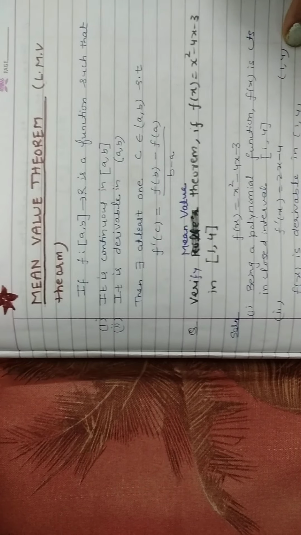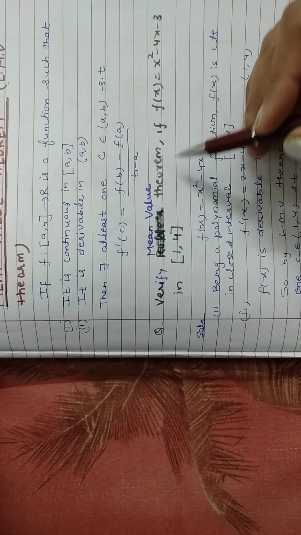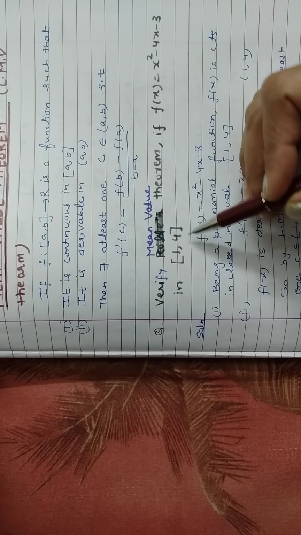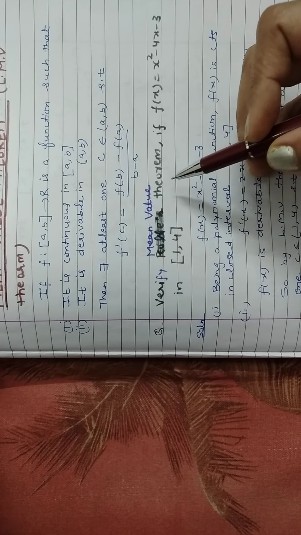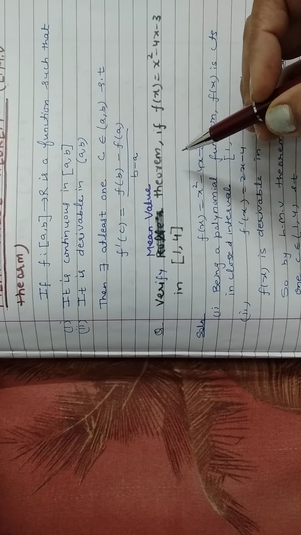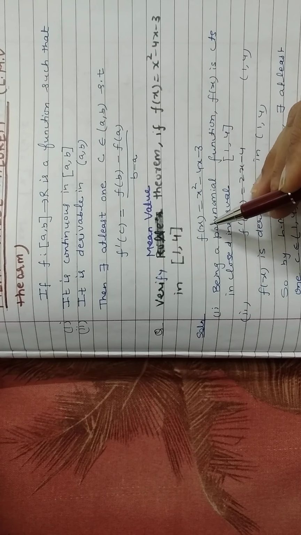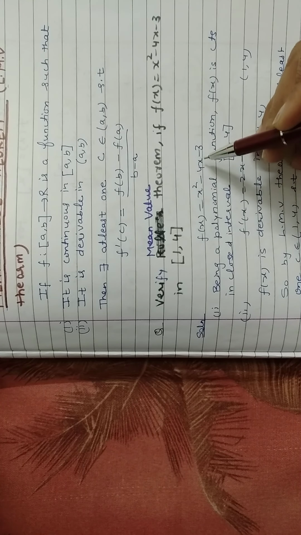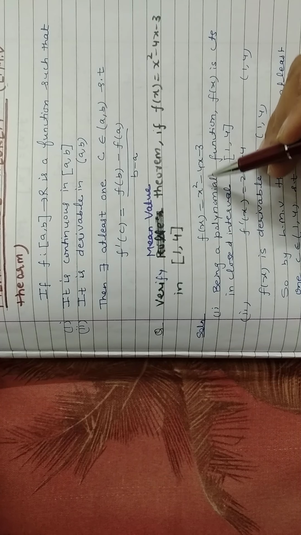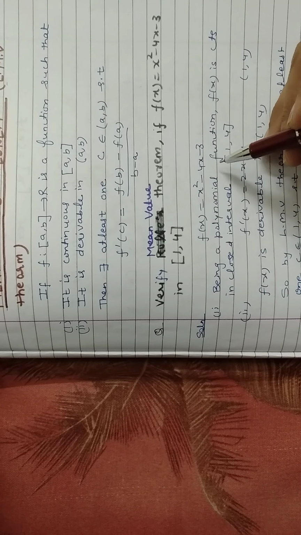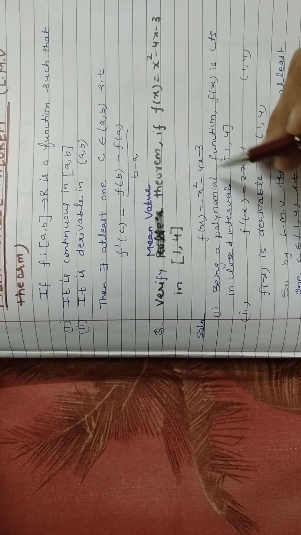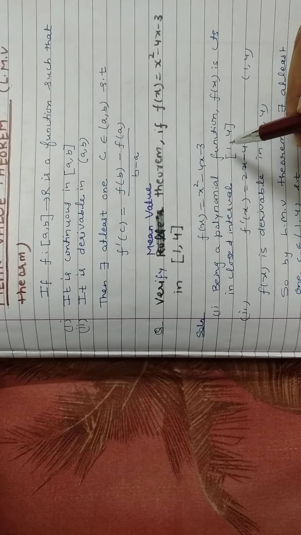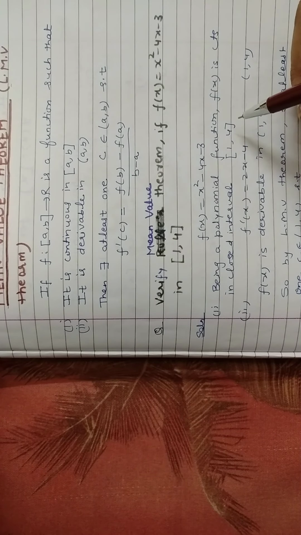And in question form, how will it be asked? Verify mean value theorem if f(x) is equal to x square minus 4x minus 3 in closed interval [1, 4]. You have to verify mean value theorem. So, f(x) is given to you. Being a polynomial, yesterday I told you that this is a polynomial function. So, being a polynomial function, it is continuous because every polynomial function is continuous on the set of real numbers. So this is also a polynomial function. It will be continuous in the closed interval [1, 4].